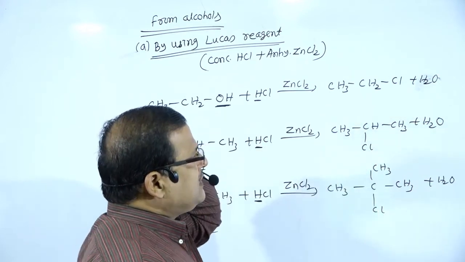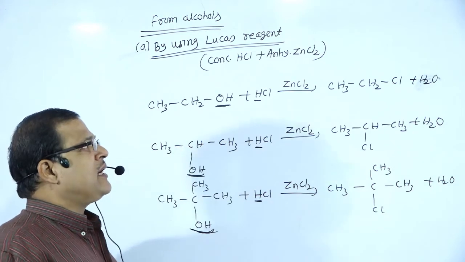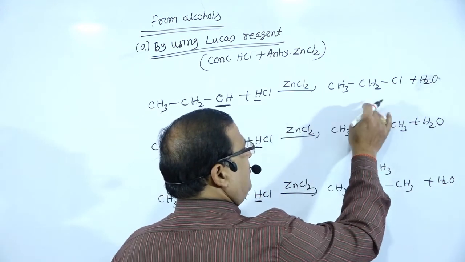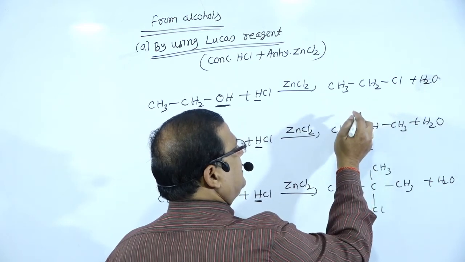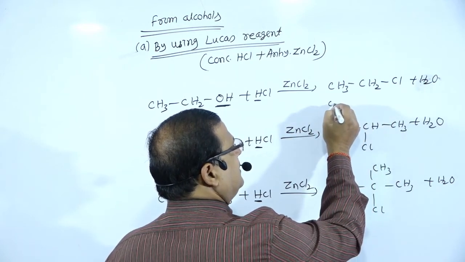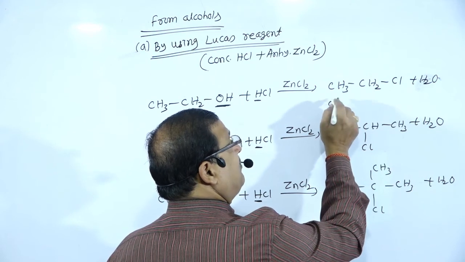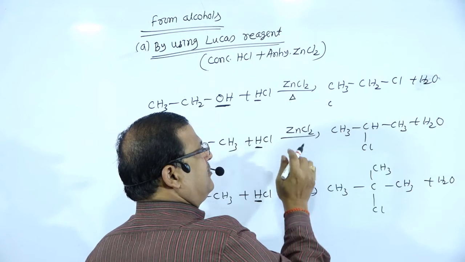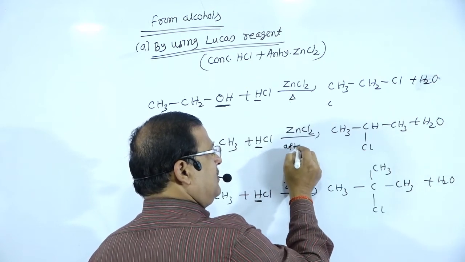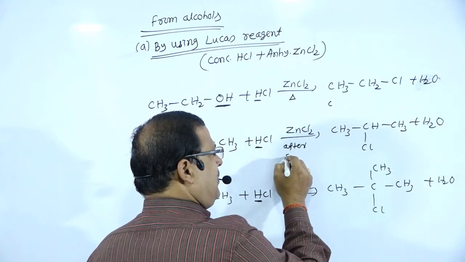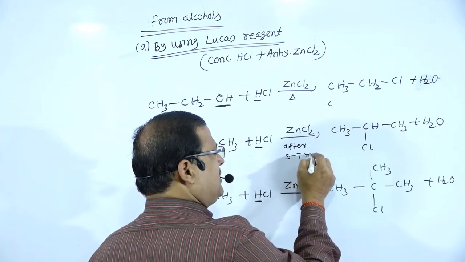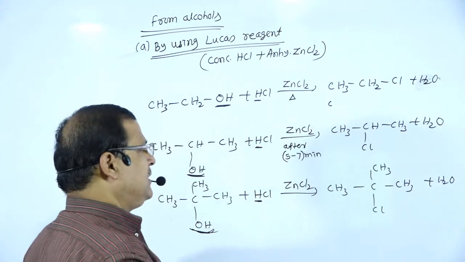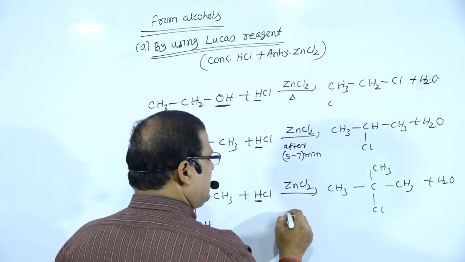So how does that reaction take place? What about the rate of the reaction? In this case, cloudiness appears at once for tertiary alcohol. For secondary alcohol, cloudiness appears after heating, the reaction takes place if heated, after 5 to 7 minutes. And for tertiary this takes place immediately.